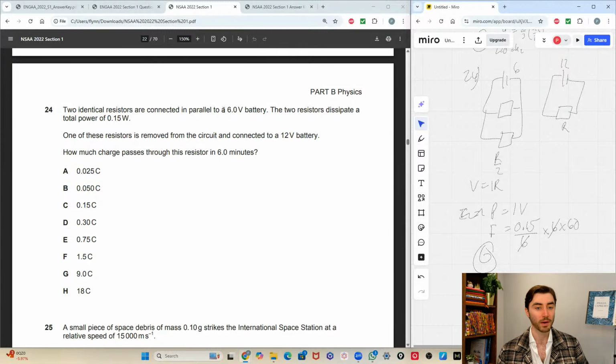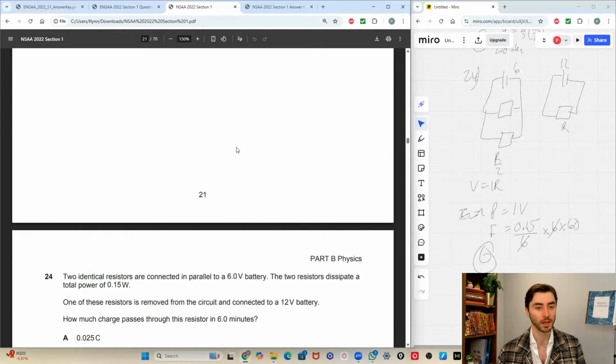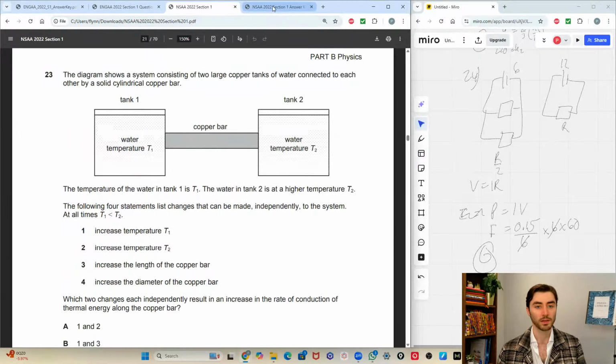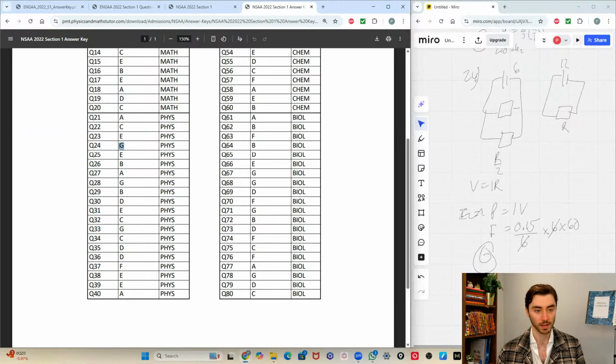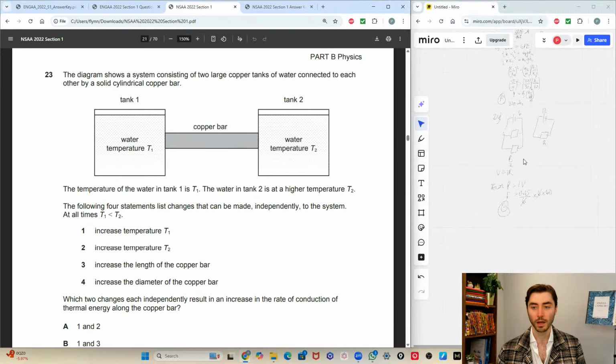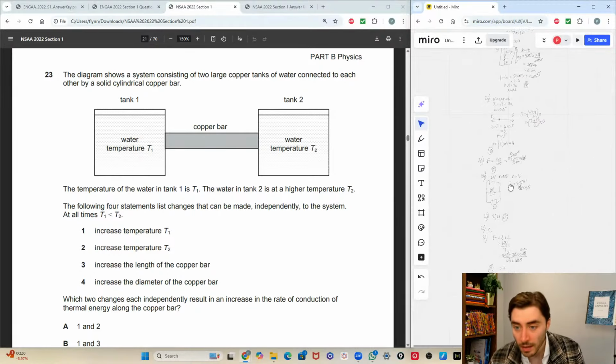So by working out the power here from 6 volts and that many watts of power, I could get the current multiplied by time to get charge. The 6 is canceled. It was much easier the second time round. 20, and I got G for 24, which I need to actually check was correct. Yes, it was. Okay, so moving back to 23.